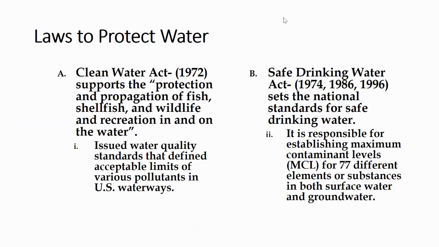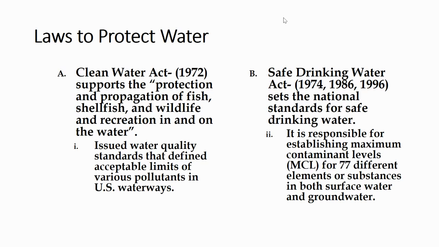Now, some other laws that we need to understand that help to protect our waterways. These two we also discussed in the very beginning of the year as well. And you might often see these embedded in FRQs about water pollution. One being the Clean Water Act that helps to support the protection and propagation of fish, shellfish, wildlife, recreation. This issued water quality standards that define acceptable limits of various pollutants in all U.S. waterways. This is also where we help to mitigate and protect wetlands and mangroves. Remember, that kind of falls under the Clean Water Act umbrella there.